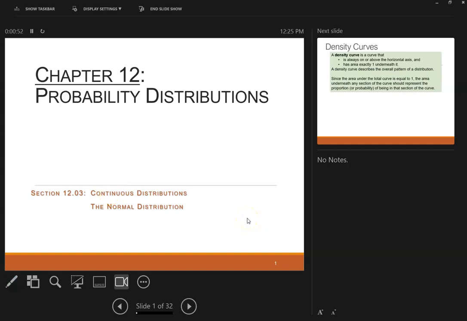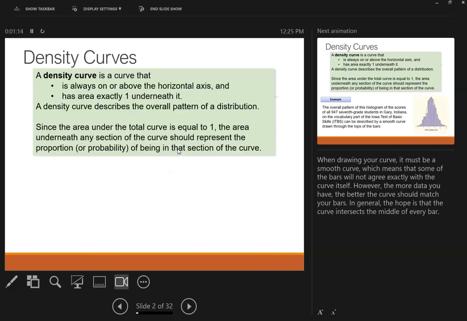Last time, or this chapter, we've been talking about probability distributions, right? Last time we talked about a discrete probability distribution, specifically the binomial distribution. Today we're going to look at continuous probability distributions featuring the normal distribution. So that's our plan here.